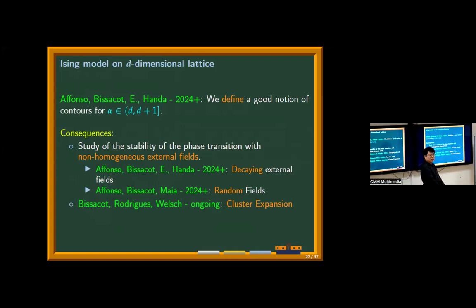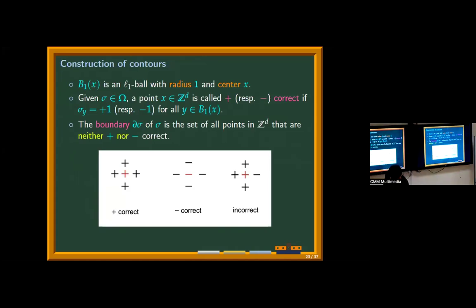All right, so once I have given you here that it is possible to define the contours, let me define the contours. Here I'm going to try to go as slowly as possible. The idea of the contours is more or less based on the Pirogov-Sinai contours, by using plus and minus correctness of the spin. I'm going to use B1(x) for the L1 ball with radius 1 and center x. These are the balls.